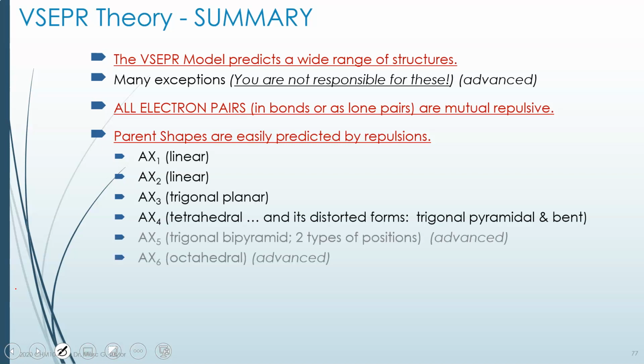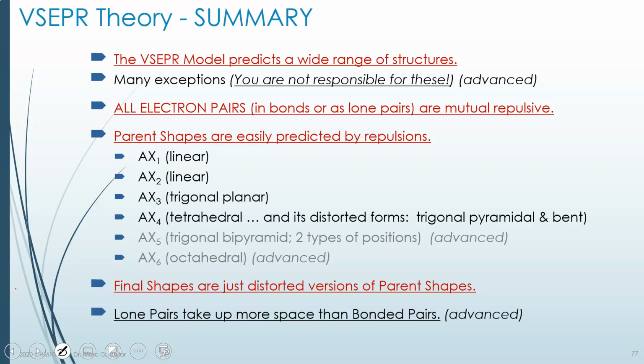We could extend this to AX5, to AX6, all the way out to AX9. That's too advanced for this course, so we're not going to cover those. And as a result, the final shapes that you're going to look at, if there are lone pairs, will be distorted versions of the parent shapes. We can make distorted versions of a trigonal planar, for instance, by having it AX2E1, but we're not going to talk about that in this course. It'll actually also end up being bent, but that's not part of the level in this course.